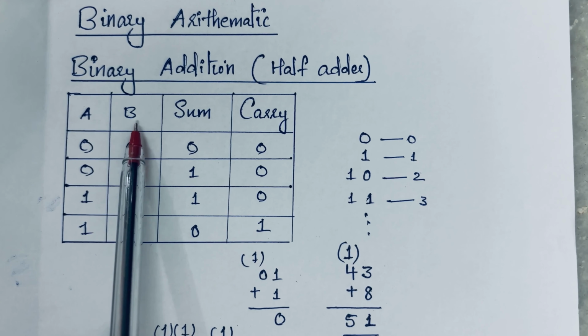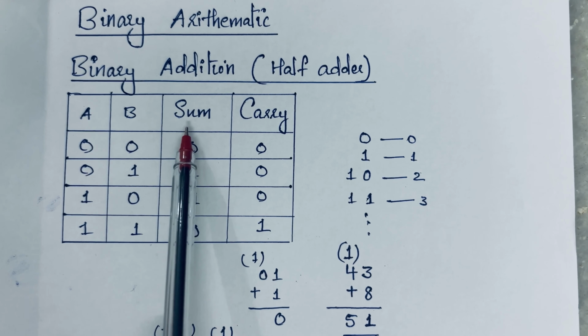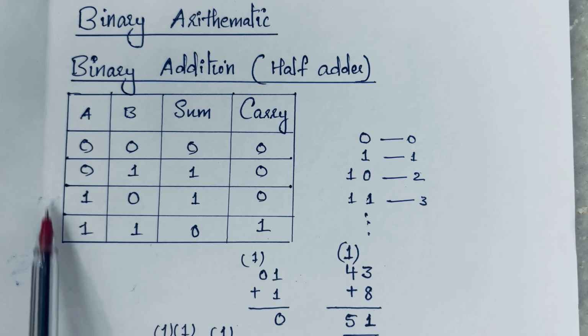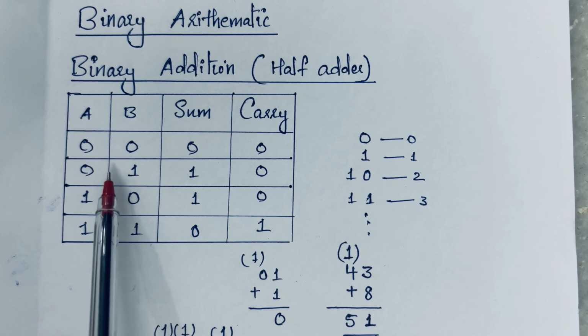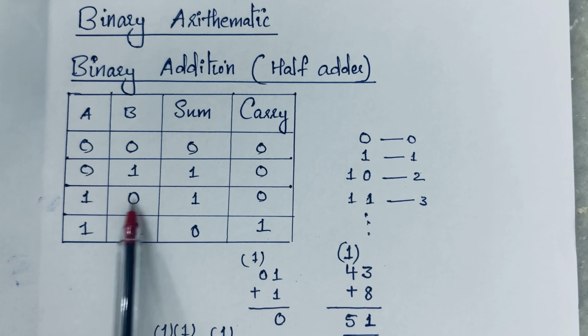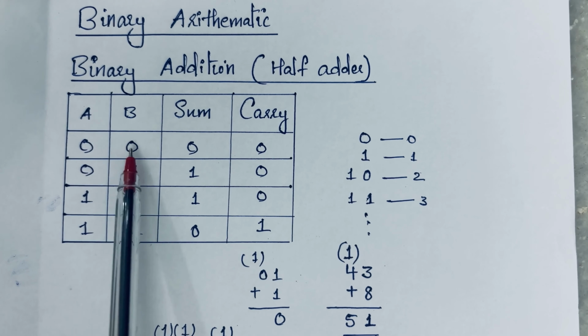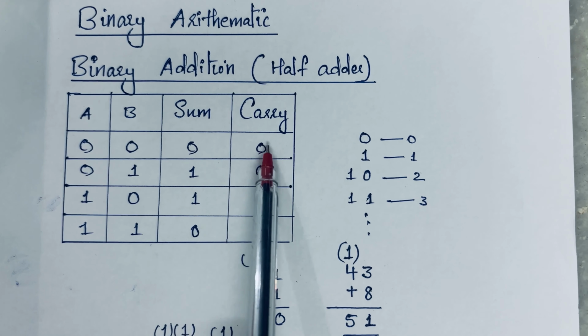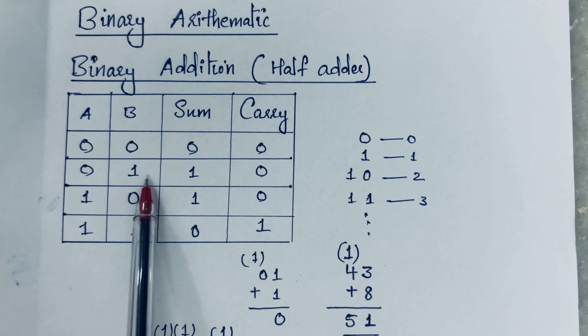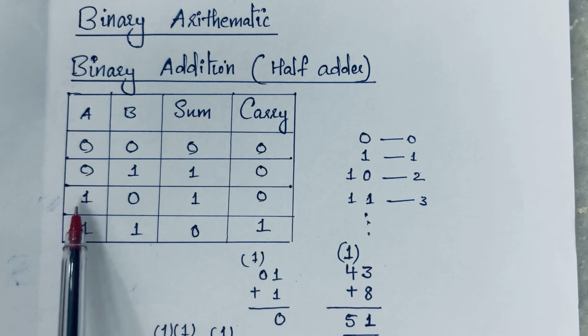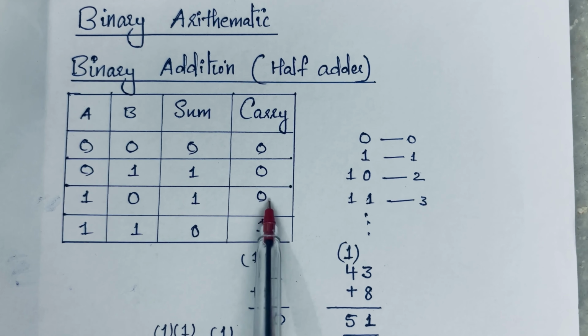Two input bits we are considering, A and B, and the outputs are sum and carry. Since there are two input bits, 4 combinations are possible: 0 0, 0 1, 1 0, 1 1. Now we will see the addition here. First addition, 0 plus 0, then sum 0, carry 0. 0 plus 1, sum 1, carry 0. 1 plus 0, sum 1, carry 0.